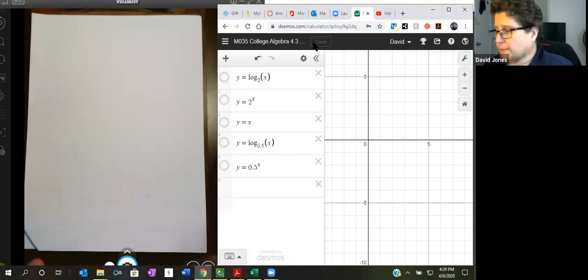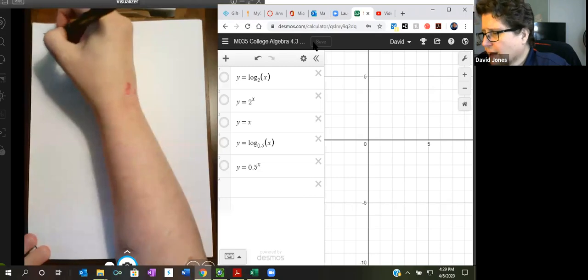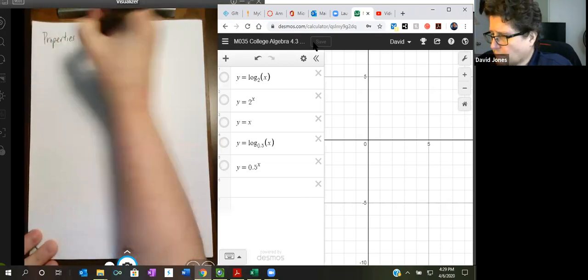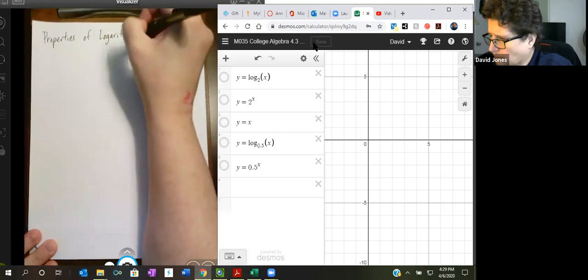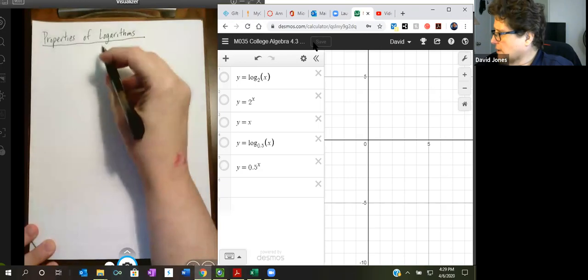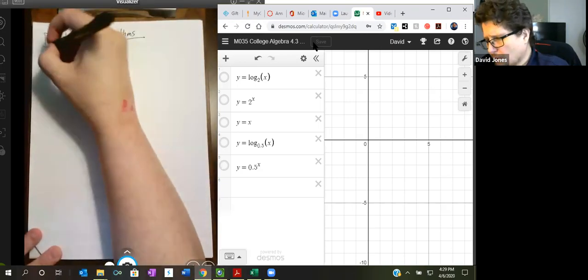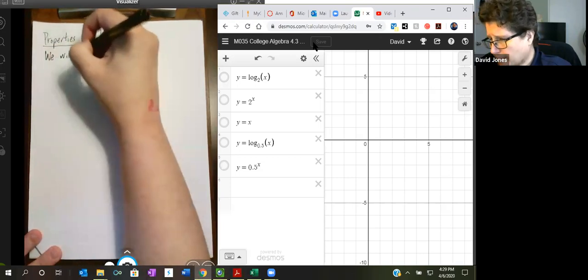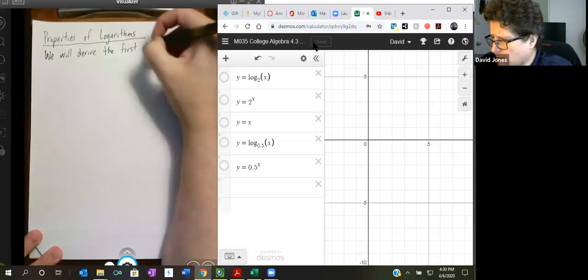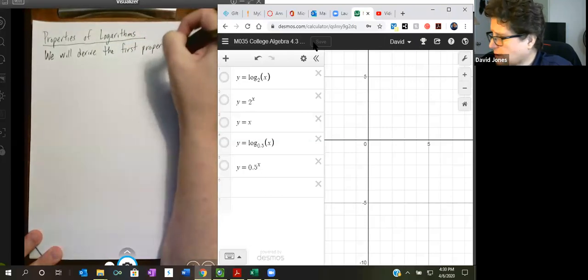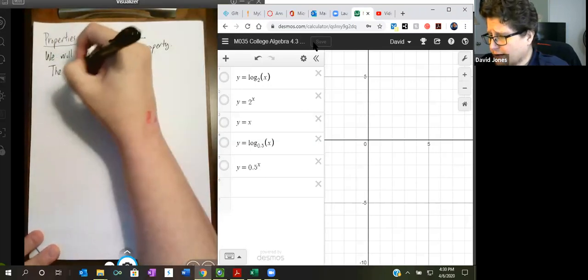Or not next problem. Let's discuss the properties of logs. Properties of logarithms. And I'll show you how we derive them. We will derive the first property. I'll show you where we get them. And if you want to derive the rest, you can. The rest are derived very similarly.